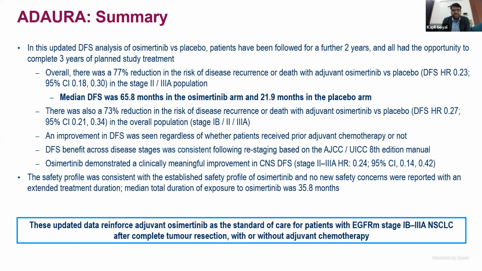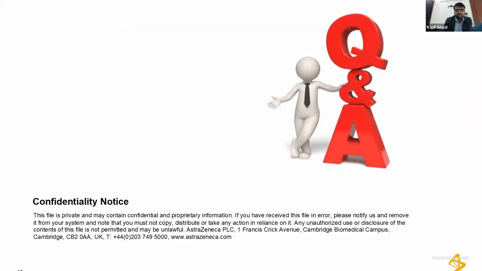An improvement in DFS was seen regardless of whether patients received prior adjuvant chemotherapy or not, and DFS benefit across disease stages was consistent following restaging based on the 8th edition. Osimertinib demonstrated a clinically meaningful improvement in CNS DFS, and the safety profile was consistent with the established safety profile of osimertinib, with no new safety concerns. With an extended treatment duration, median total duration of exposure to osimertinib was 35.8 months. So these updated data reinforce adjuvant osimertinib as the standard of care for patients with EGFR mutated stage 1B to 3A NSCLC after complete tumor resection with or without adjuvant chemotherapy.